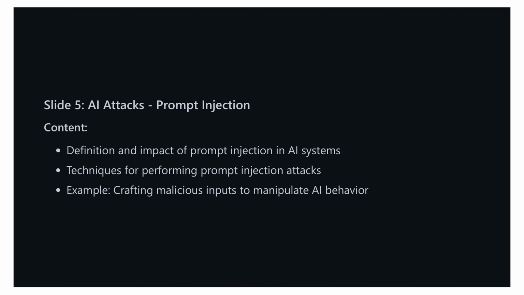To put this into practical terms, we will look at some real-world examples where these techniques were employed, demonstrating how attackers can manipulate AI behavior through malicious inputs. In the next slide, we'll build on this foundation by examining another critical AI attack vector, model manipulation. We'll discuss how attackers can alter the underlying models themselves, using techniques like adversarial examples to further compromise AI systems.